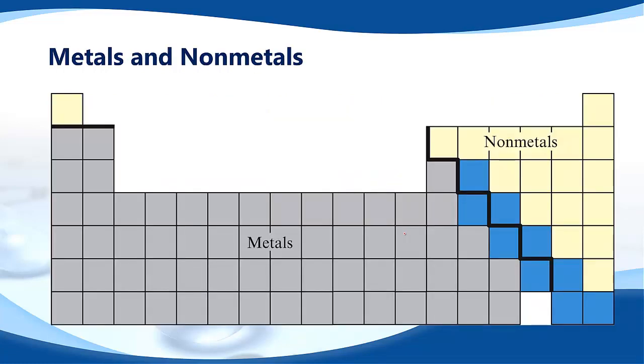We can also divide the table by metals and nonmetals. The vast majority of the table, about 3/4 of the table to the lower left, are all metals. The upper right-hand corner of the table are all nonmetals. And if you see this little staircase line right here, all of those blue elements on that staircase line are called metalloids. Those properties are a little bit interesting, and we'll cover those in a second. So we have metals, nonmetals, and metalloids. Let's go over some of the properties of these.